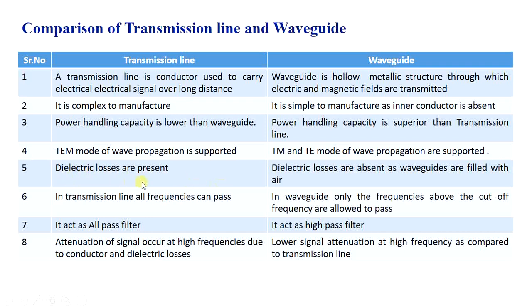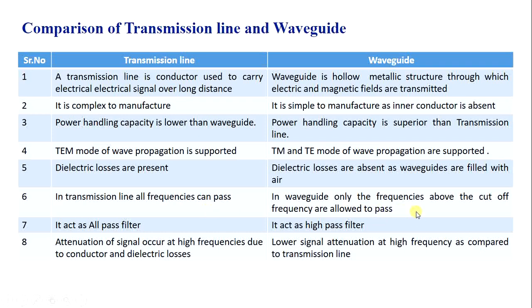As you know, a dielectric is present in the transmission line, so dielectric losses are present in the transmission line, while the dielectric is absent in the waveguide. Mostly waveguides are filled with air, and air is a good dielectric, so the dielectric losses are absent in the waveguide. In a transmission line, all the frequencies can pass, there is no cutoff frequency.